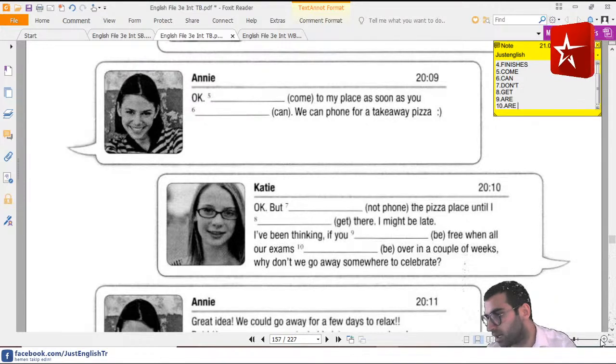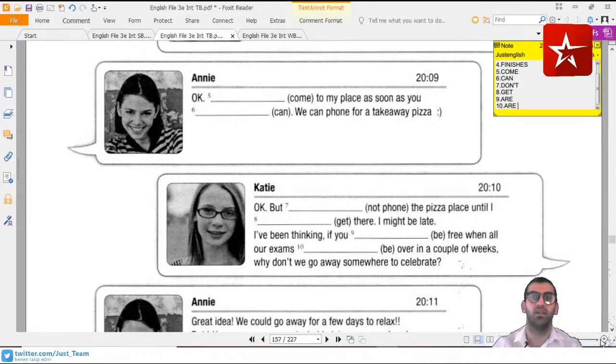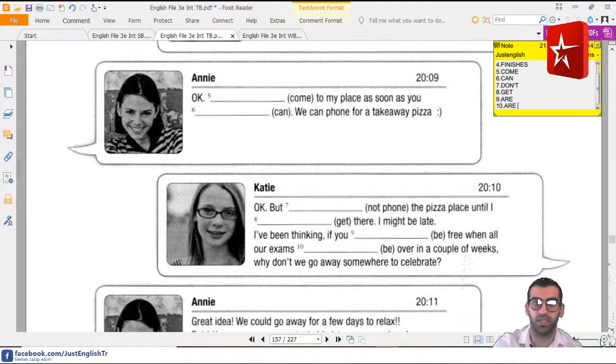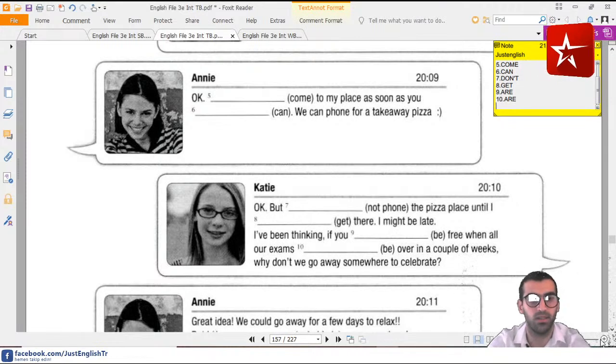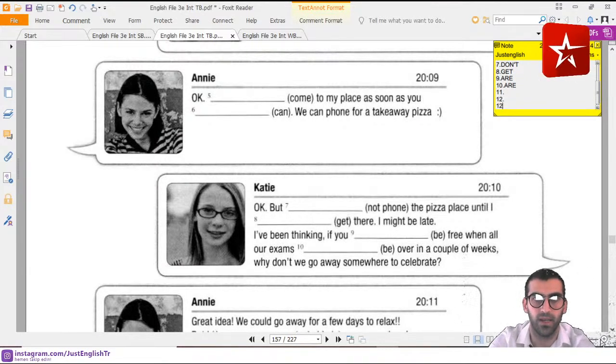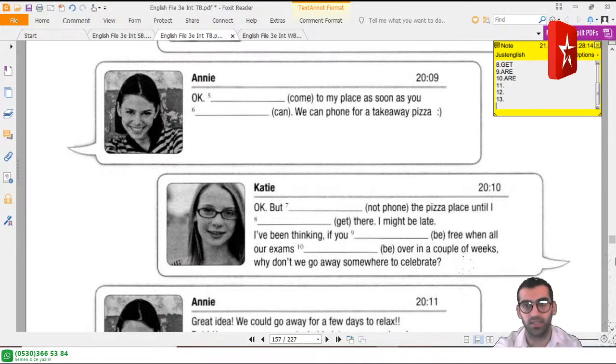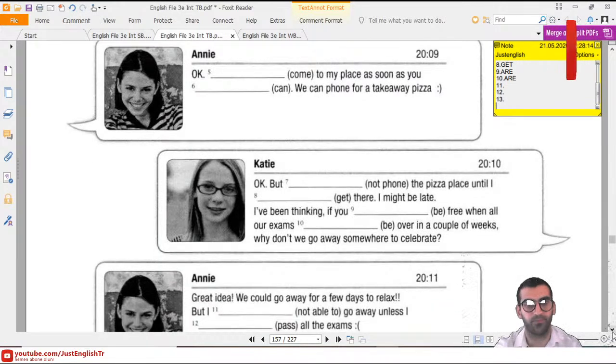Are and are is the correct answer. Both of them are. Okay, so are and are. All right. So next one. Number 9 is are. Number 10 is are as well. Then 11, 12 and 13. Okay, and what about the next one?